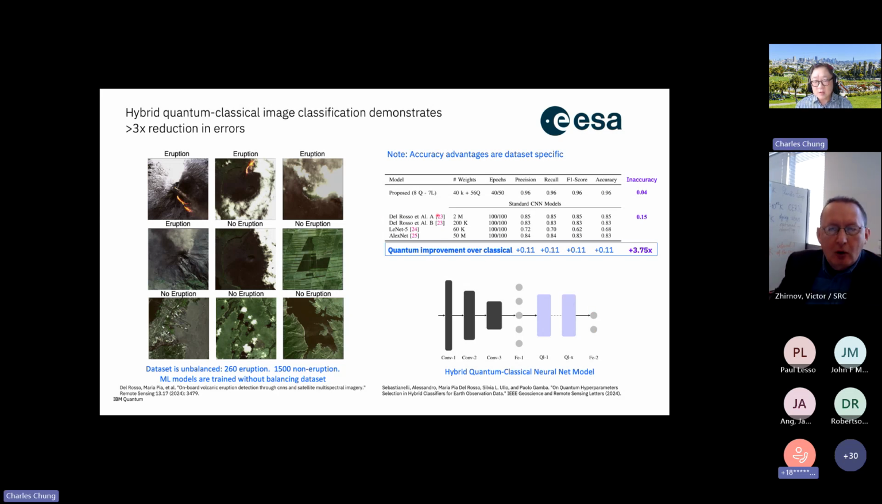The current state of the art is a model published by Del Rosso. On this particular data set, you can see that it achieves a precision, recall, F1 score, and accuracy of 85%. This hybrid quantum classical model that the ESA proposes is here, and you can see that it has a precision, recall, F1 score, and accuracy that is 11% higher across the board.